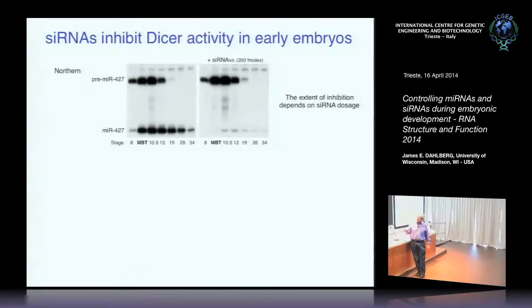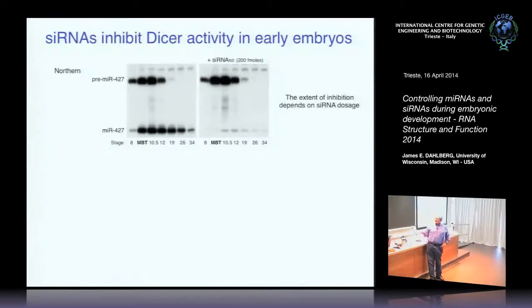This is the miR427 precursor that you saw before. In normal cells or normal embryos, it gets processed into the mature miR427. However, if we inject into those embryos a non-specific siRNA, you see that all of the synthesized pre-miR427 stays as the precursor, and it does not get processed into the mature RNA. So that means that the double-stranded RNA in this system is inhibiting Dicer activity, which is the last cleavage step in making the microRNAs. Okay.